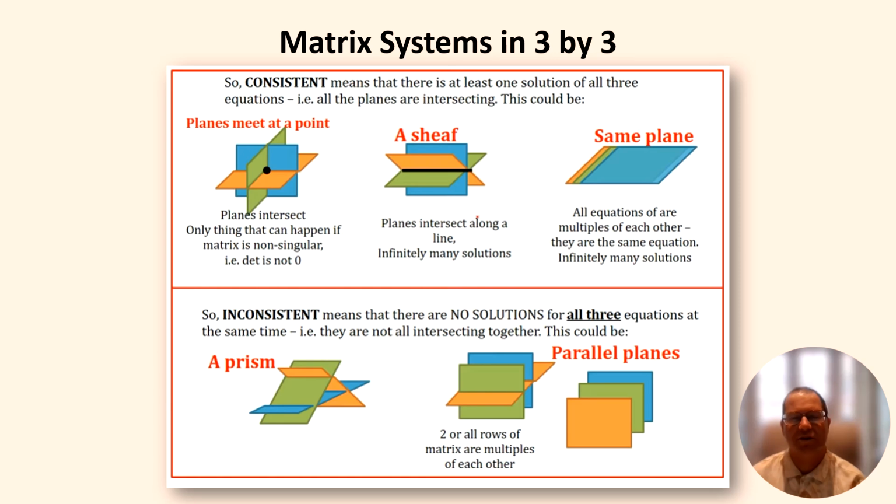So this slide shows you how consistency and inconsistency relates to our 5 possible systems. For consistent systems, the planes can meet at a single point, we can have a sheaf, or they can all be the same plane, because in each case, all our planes are meeting. Whereas if they're inconsistent, we've either got a prism or 2 or more planes are parallel, because there are no solutions for all 3 equations.